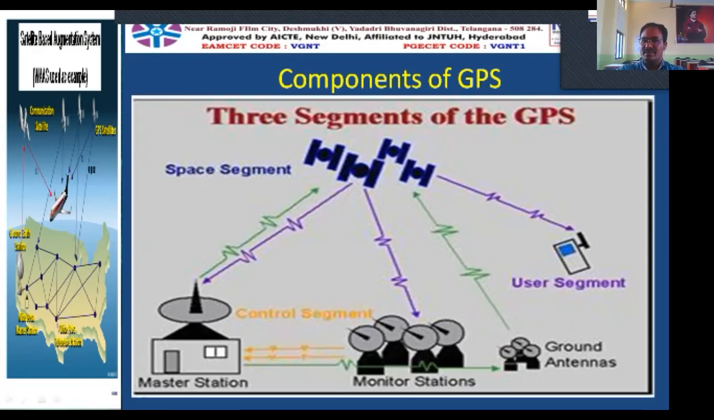The control segment consists of the master station, monitor stations, and ground antennas. And finally, the user segment. User segments may be some millions. Whoever uses the services of the GPS, all those users, which are actually the GPS receivers, are examples of the user segment. So this is an overview of the three segments of the GPS: the space segment, which is the GPS constellation; the control segment, which is present on the ground, with the master station, monitoring stations, and ground antennas; and finally, the user segment, whoever uses the GPS navigation services.